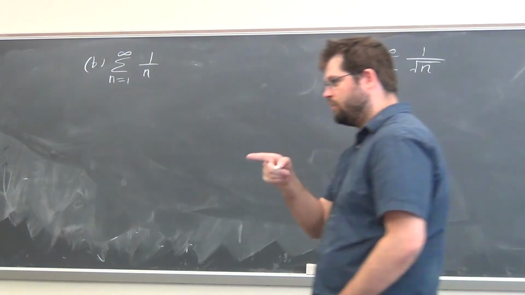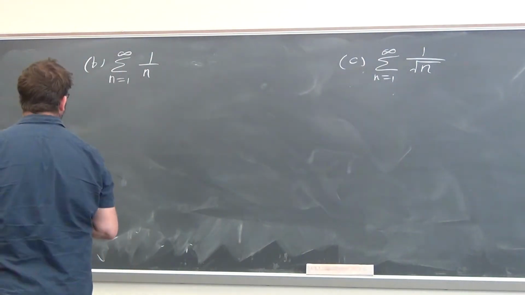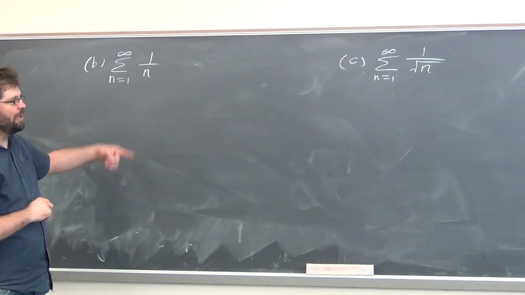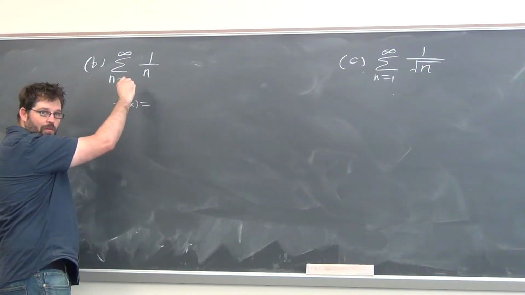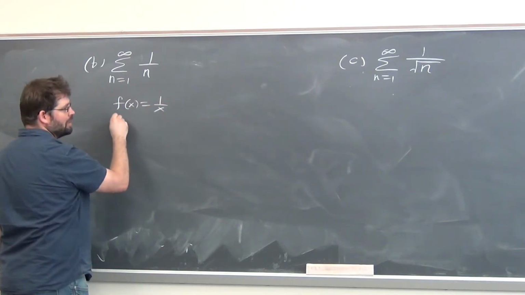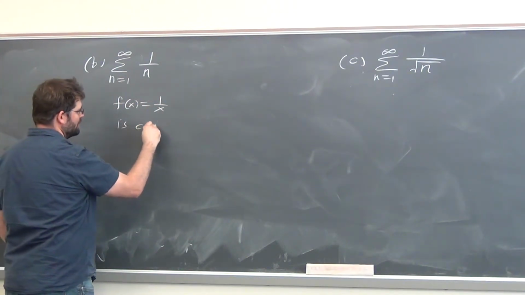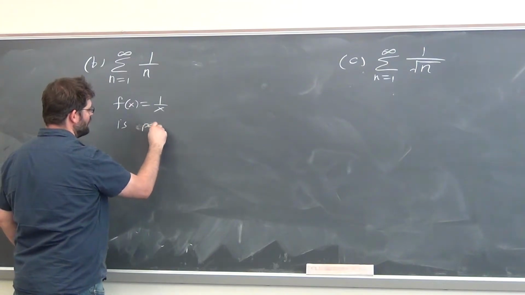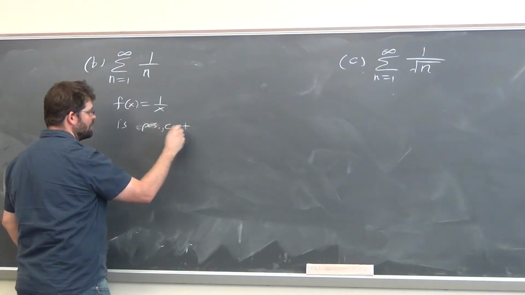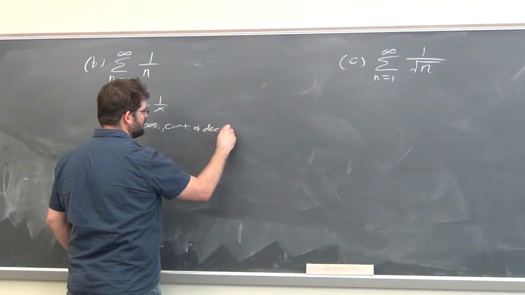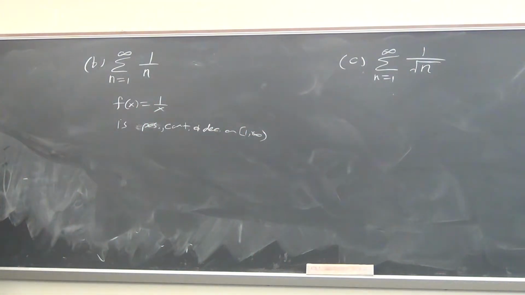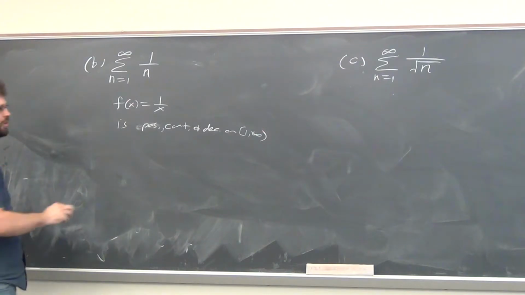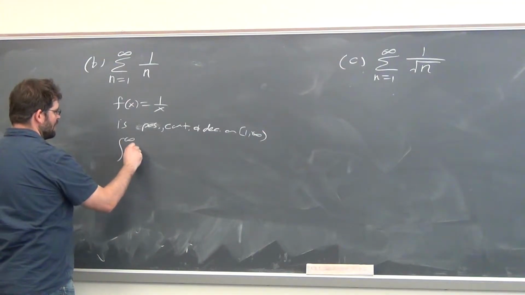Let's work these out together. If you haven't finished, you can finish as we go here. But it should be the same steps. So your function in this case is just 1 over x. Yeah, it's positive, continuous, and decreasing on the interval in question, right? So again, we should mention that, and then you just go ahead and compute the limit.